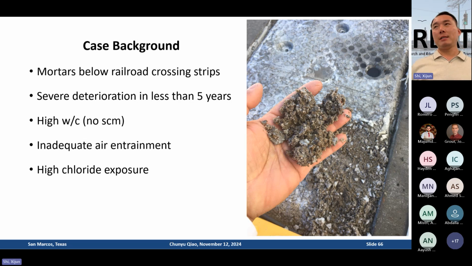So the engineer collected some samples for me, and I looked at them. Of course, the concrete has some problems itself. It has a very high water-cement ratio. I have a sample sitting right there. It's a very high water-cement ratio concrete with no SCMs. In this severe freeze-thaw exposure condition, that's not allowed, or not consistent with ACI 201 or even 318, and there was inadequate air entrainment. You also have a lot of high chloride exposure because you apply a lot of de-icers to the platform because you don't want any passenger to slip. You want to guarantee public safety.